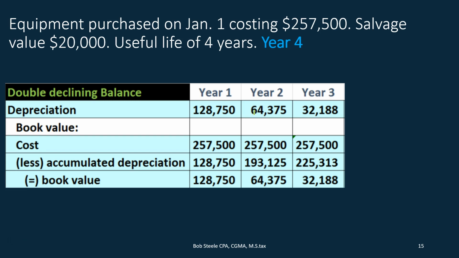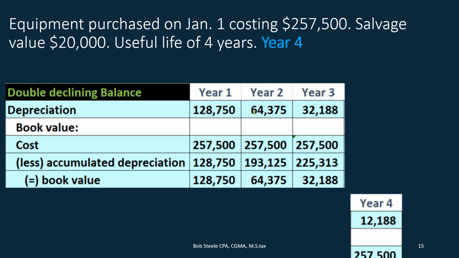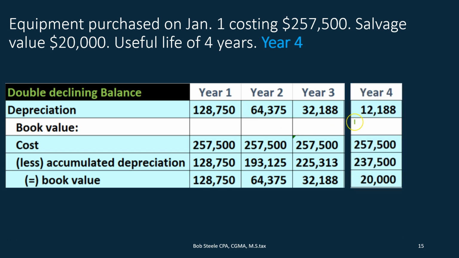So if we're at year 3, the final year, then it will look like this. Now we have the depreciation of 12,188 that we calculated. We see the front loading of depreciation going down throughout the 4 years. We can see that the cost remains the same, and we can see the accumulated depreciation will now be calculated by last year's accumulated depreciation plus the current year's depreciation expense, bringing us to the 237.5.